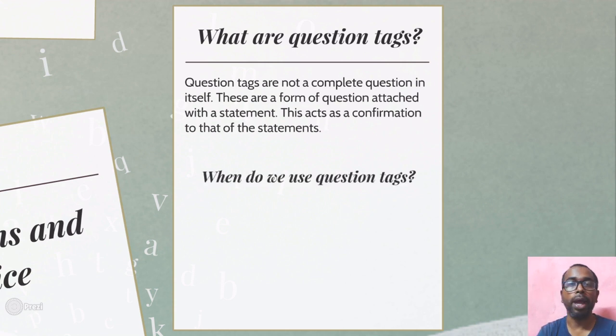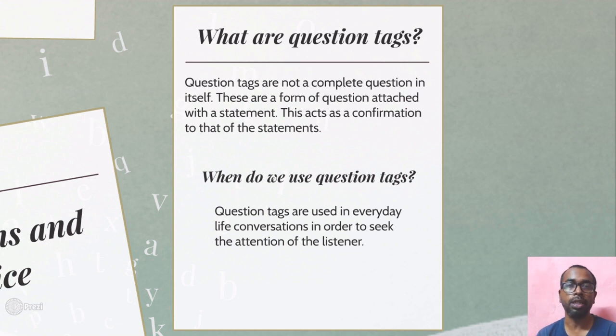Let's see, when do we use these question tags? Question tags are used in everyday conversation. But when? In order to seek the attention of the listener. For example, you are asking something to somebody and you want to seek the attention of that person. So you can use the question tags very skillfully, and the people you are talking to, they will be very attentive when you are using question tags in your sentences.